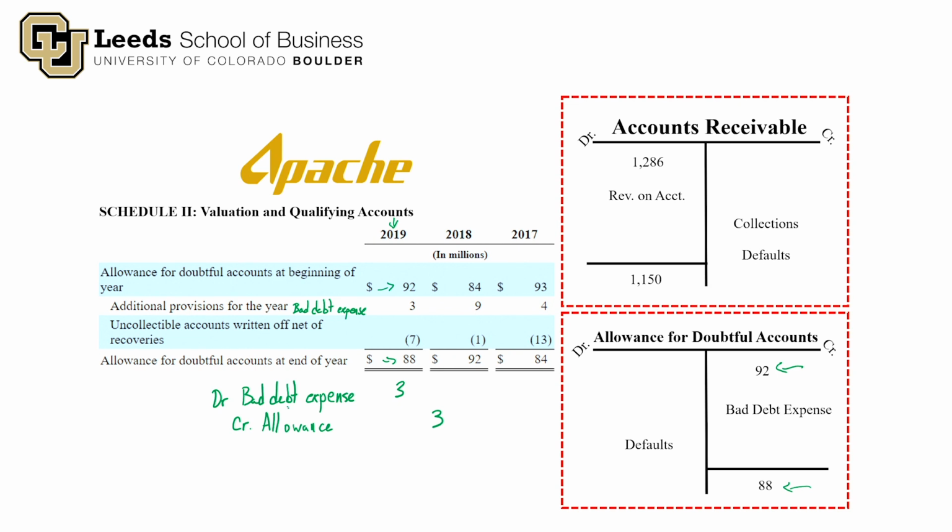And what we're going to plug into our T account is, since it's the allowance T account, we're going to plug this one into the T account right here. So you can see we plug in that 3.